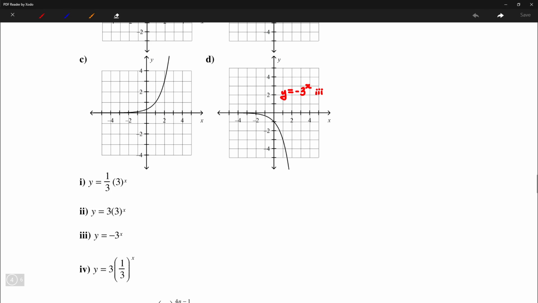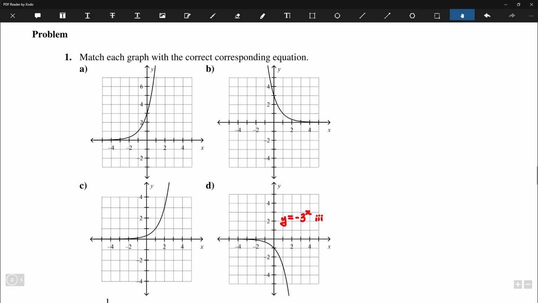So what that means for us is that graph A must be y equals 3 times 3 to the x, the increasing function, and graph B must be y equals 3 times 1/3 to the x, the decreasing function. So this would be equation number 2 and number 4 respectively.